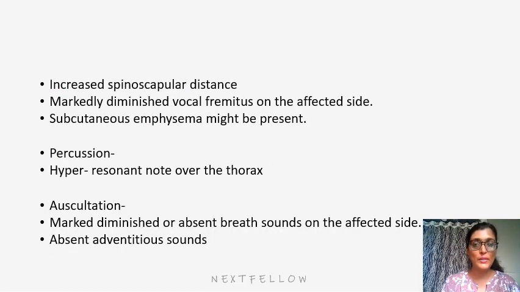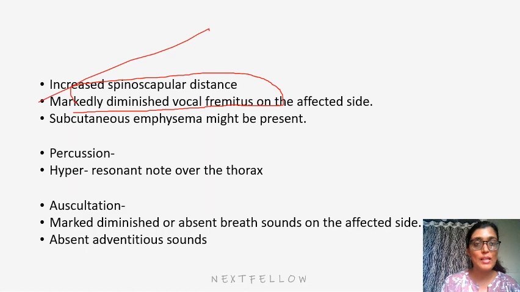Obviously, there is fullness of chest on one side. So imagine that patient we thought about initially. There will be a right-sided increase in the spino-scapular distance, markedly diminished vocal fremitus on the affected side, and subcutaneous emphysema might be present.